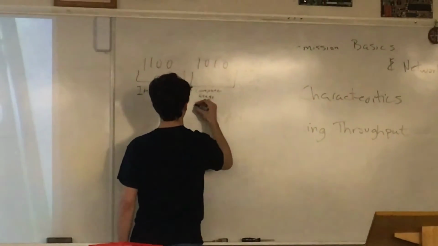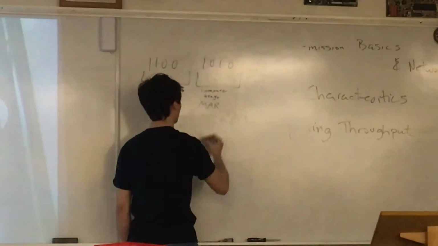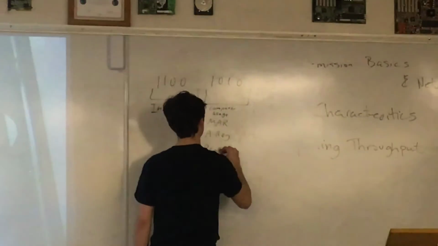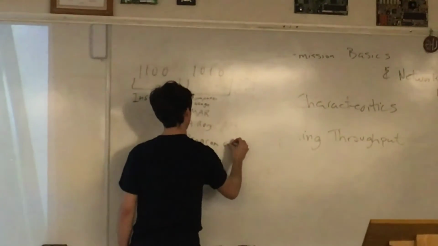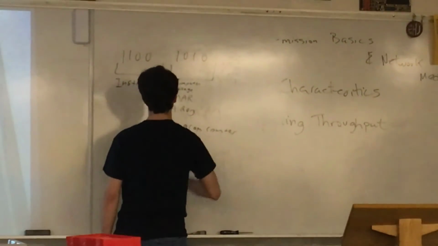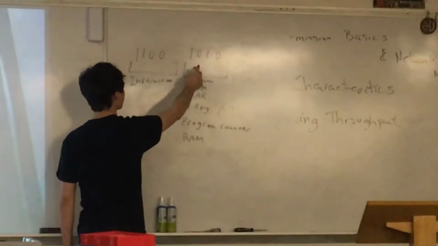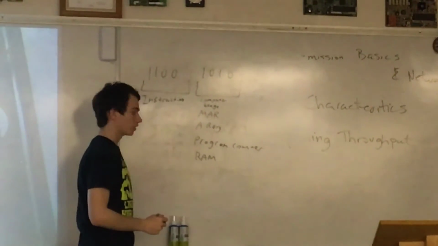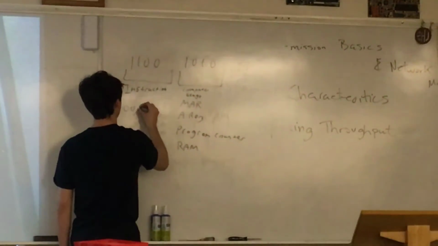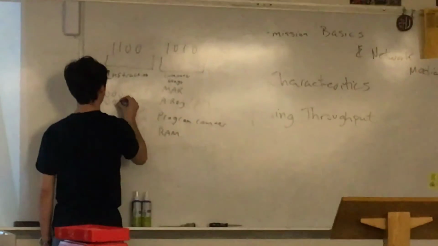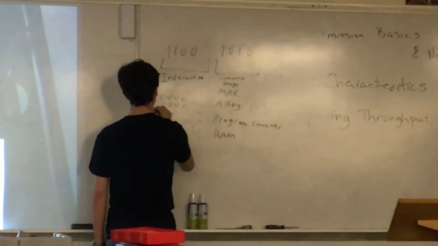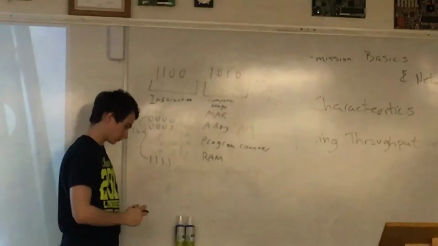So this can go to the memory address register. I'm just going to abbreviate it as MAR. It can go into the A register. It can go into the program counter. You can send it over to RAM as well if you really wanted to. So that's what this is for, and then this is for the instruction. So you can have 16 possible instructions. You can start at 0, go to 1, and that's going to end at 15. So 16 total instructions that you can do.